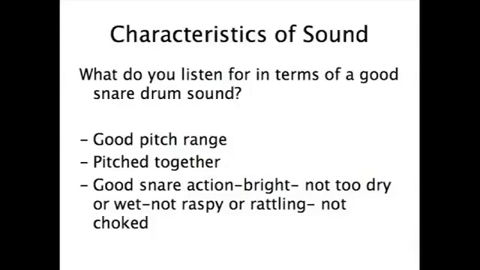Good snare action. There's some descriptive words here. Bright, not too dry or wet, not raspy or rattling, not choked. Basically, it's a snare drum, and one of the ways our pitch and sound are created is by making the snares rattle, vibrate. They have to. So if you choke it, or pull it too tight or push it into the head too much, it doesn't vibrate. It doesn't matter how tight your top head is or your bottom head is, the pitch of your drum is going to drop. Not too dry or too wet.